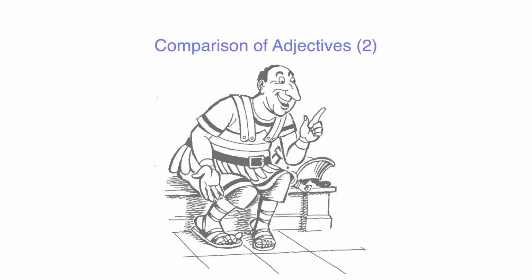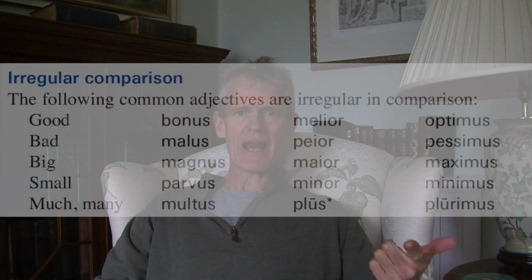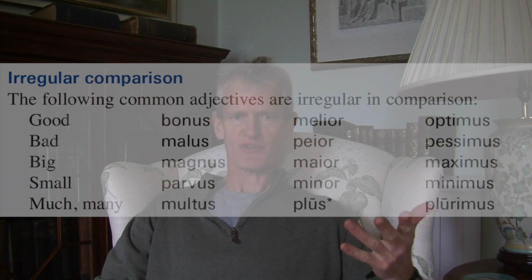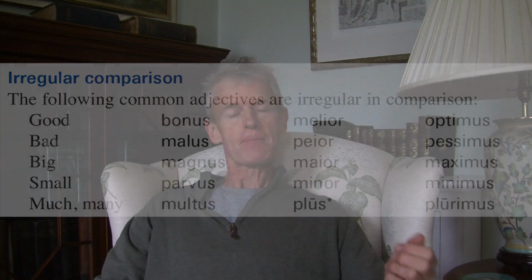And today I'm just going to do a second session on the comparison of adjectives. Last time I took you through how they work. We added -ior and -issimus and everything was going incredibly easily. I did finish up by telling you about the 5 irregular comparatives: bonus, malus, magnus, parvus and multus. If you remember, they've got irregular ones.